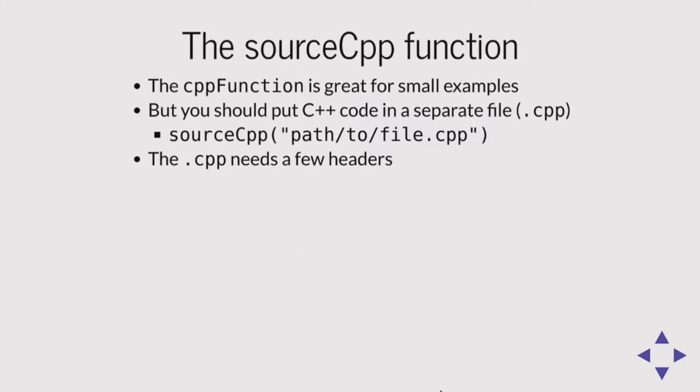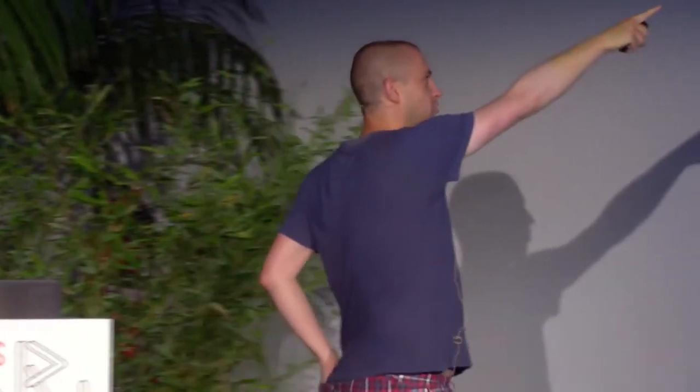So what's actually in this C++ file? Well, you've got that add function that we've come across. Is there anything else that we need? There's one or two extra headers that we're going to require. So typically you'll have this at the top: #include <Rcpp.h>.